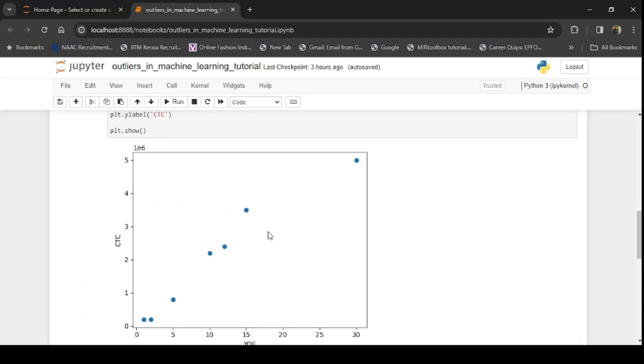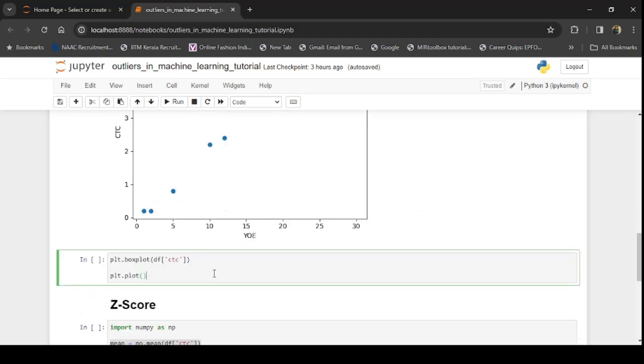Looking at this data, we can understand that there are no specific outliers present, because as the years of experience is increasing, salary or CTC is also increasing, and there is no exceptional data point that we can see from this scatter plot. We will revisit this scatter plot after introducing an outlier in our dataset. We will see how it differs from this pattern.